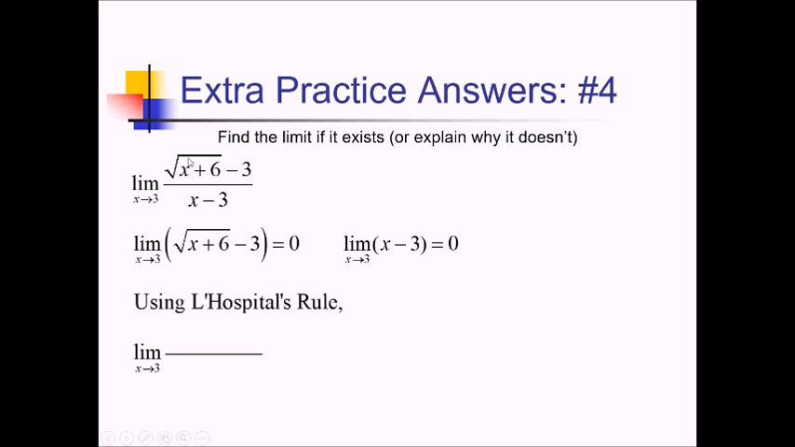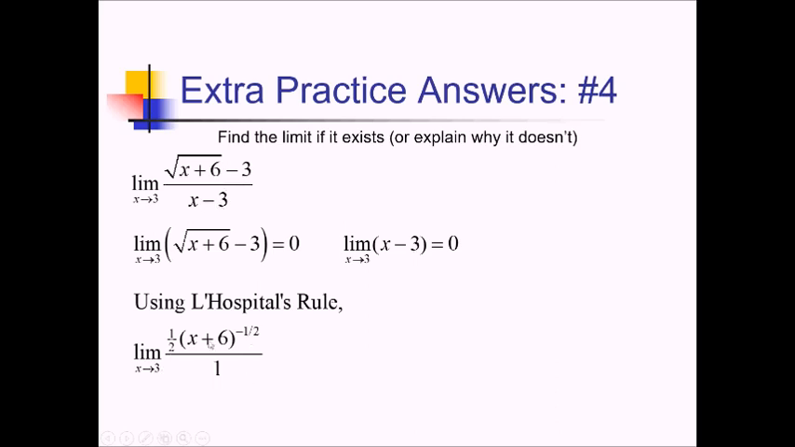So the numerator, this is really x plus 6 to the 1/2 power minus 3. So that's going to be 1/2 times x plus 6 to the negative half, and then that 3 is just a constant, so it's gone. And then derivative of x minus 3 downstairs, that's going to be just 1.